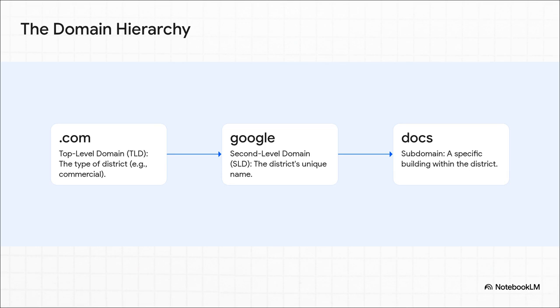And the domain itself has this really cool little hierarchy. You start broad with the top-level domain, or TLD. That's the .com part. It tells us we're headed to a commercial district. Then you get more specific with the second-level domain, Google, which is the unique name of that district. And finally, you have the subdomain docs, which is the specific building we're looking for inside that Google district. It's like going from country to city to a specific street address.